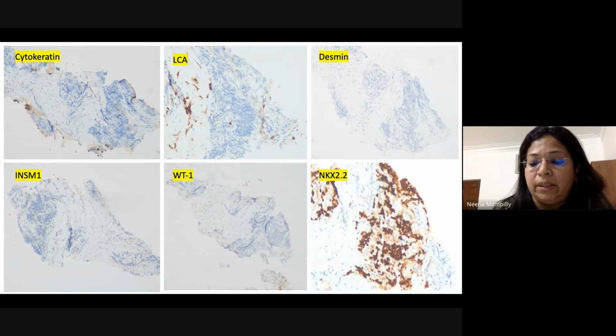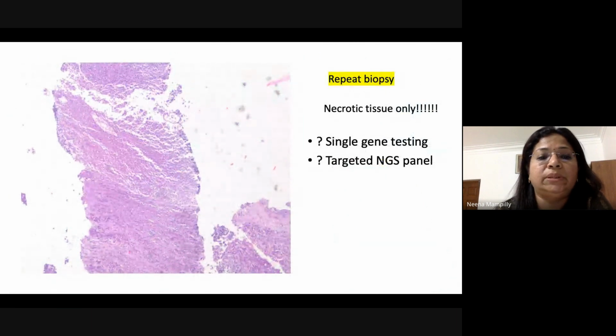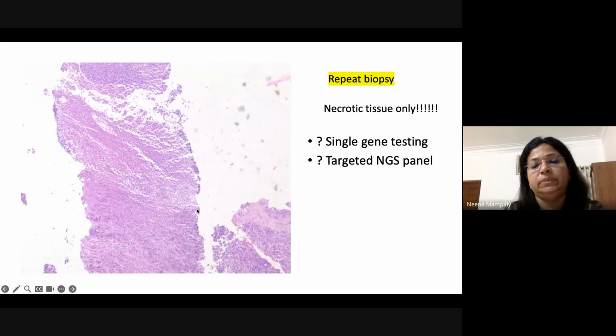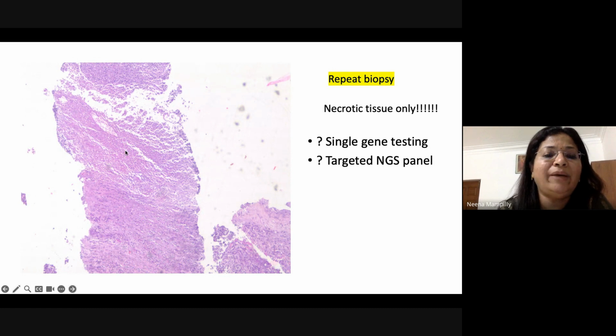So we said, you can imagine what will be remaining in the block after all the IHCs have been done. So we asked for a repeat biopsy. And again, sadly, it came out as only necrotic tissue in this biopsy, no viable tumor at all. So now what do we do? So we have a first biopsy, which is almost over, and a second biopsy showing only necrotic tissue. And the next challenge is, should we go for a single gene testing? Should we go for a targeted NGS panel? Because Ewing family of tumors and other round cell sarcomas also need to be covered.